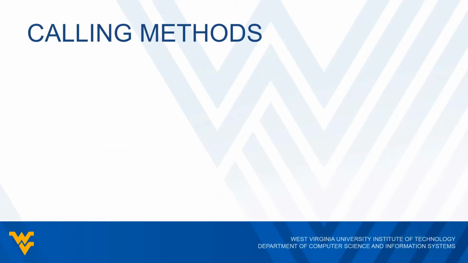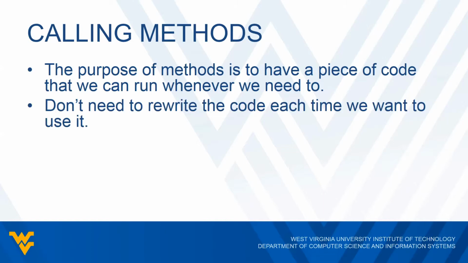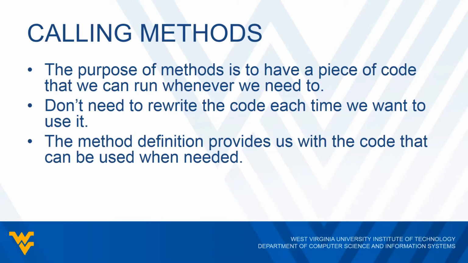The whole purpose of using methods is we want to have some piece of code that we can run whenever needed. So we just write this code once, set it off to the side, and then just say I want to use this code at this part of my program, and then maybe at this part of my program. That way we don't need to rewrite our code every time we want to use it. So the method definition does give us a way to set aside that code. It gives us the code that we need, and all we've got to do is say whenever we want to use it.